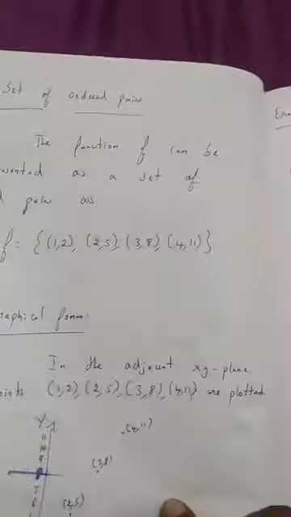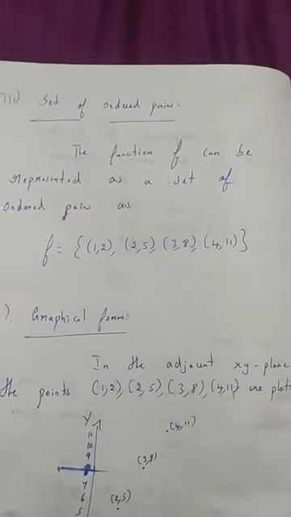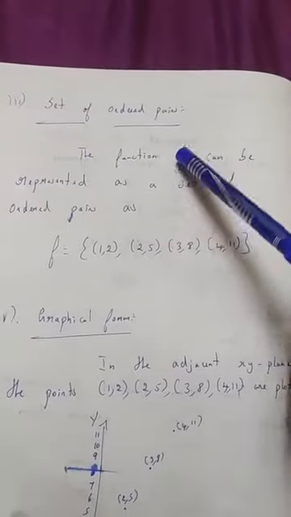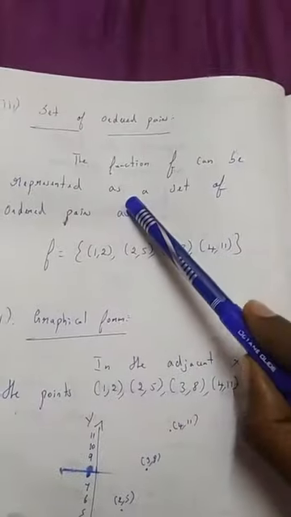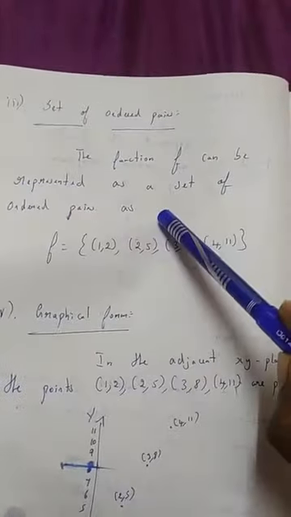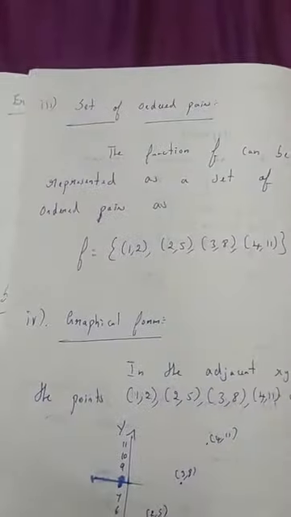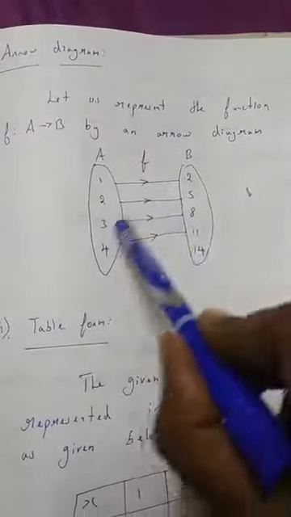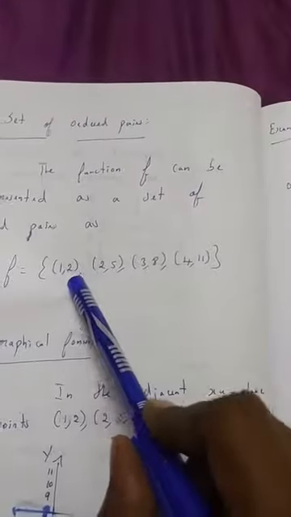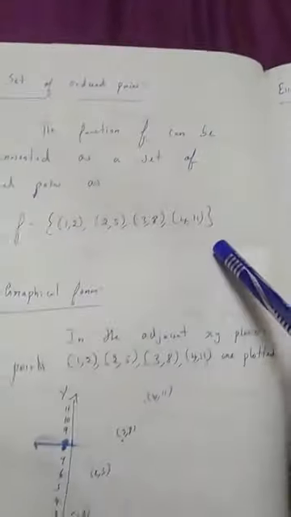Ordered pair is very simple. The same way, we have to write the statement: the function f can be represented as a set of ordered pairs, as f = {(1, 2), (2, 5), (3, 8), (4, 11)}. So we need to write the ordered pairs (1, 2), (2, 5), (3, 8), (4, 11).